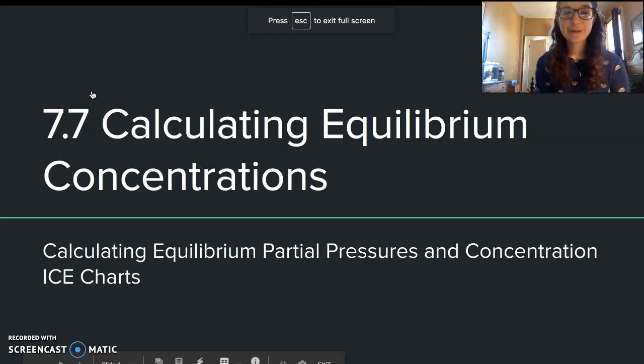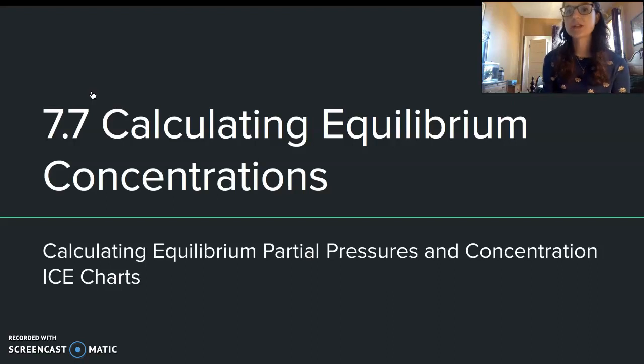Hey PCAM, today we're doing section 7.7 notes, which involves calculating equilibrium concentrations. So now we're kind of working backwards. Given an equilibrium constant or value, we should be able to solve for concentrations at equilibrium.